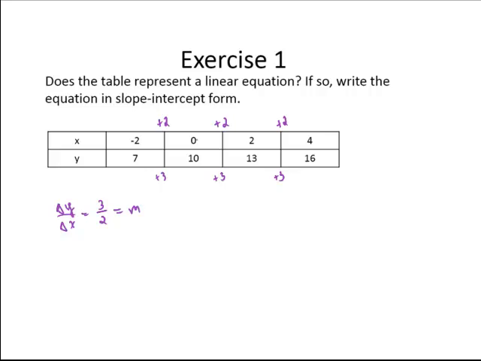We also see the ordered pair (0, 10), and so the b is equal to 10. Therefore, the slope-intercept form of the equation of the line would be y equals 3/2 x plus 10.